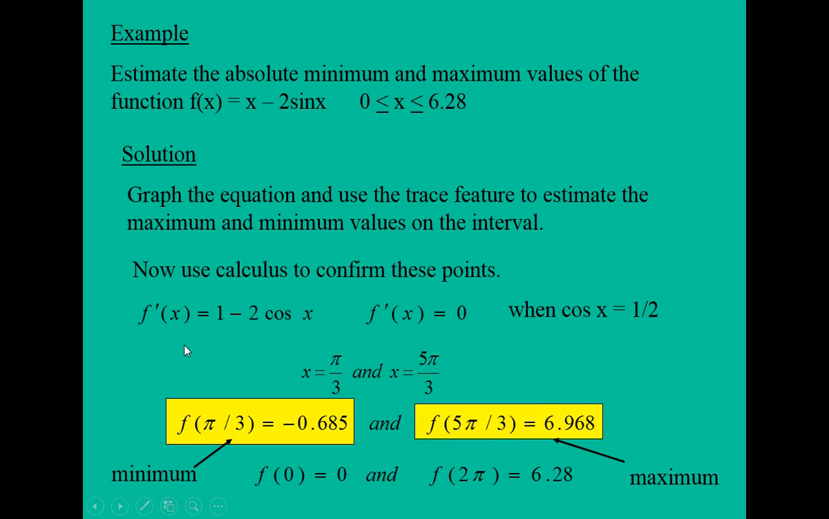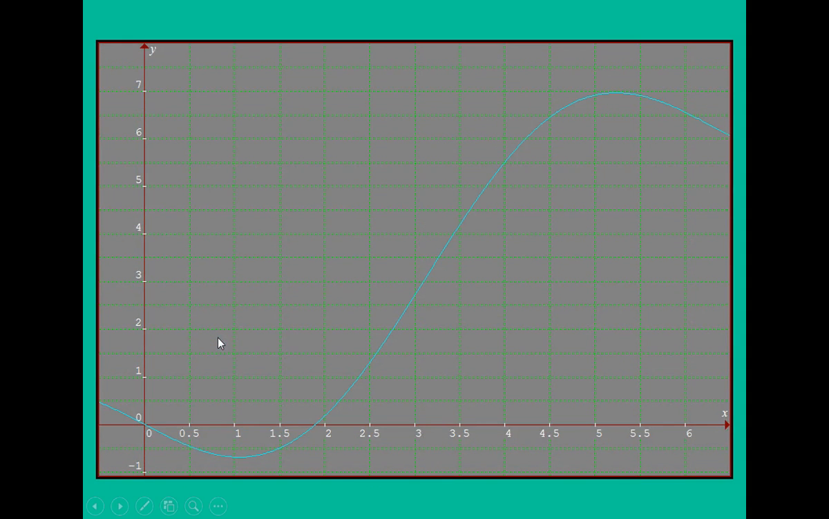Let's take a look at the graph of x minus 2 times the sine of x and see if we can verify what we found. We found our absolute minimum at pi over 3 and our absolute maximum at 5 pi over 3.